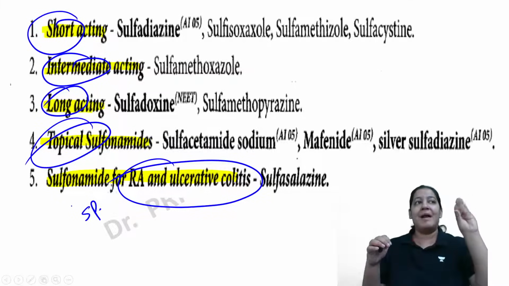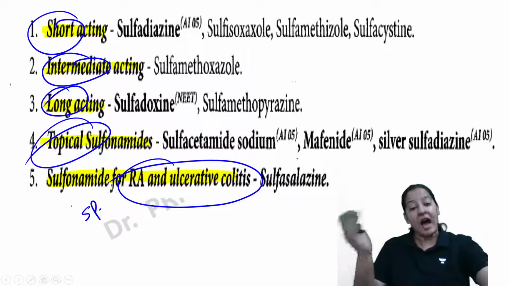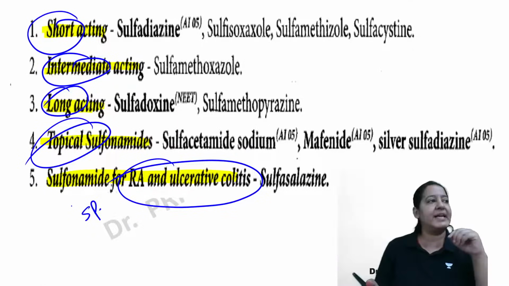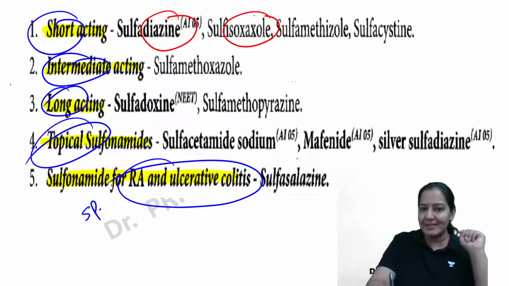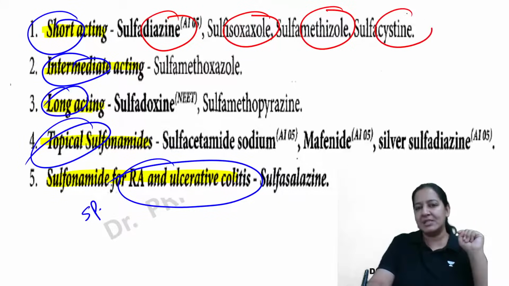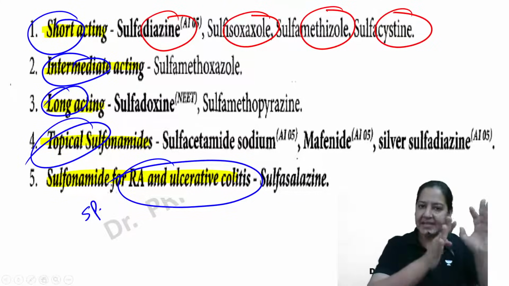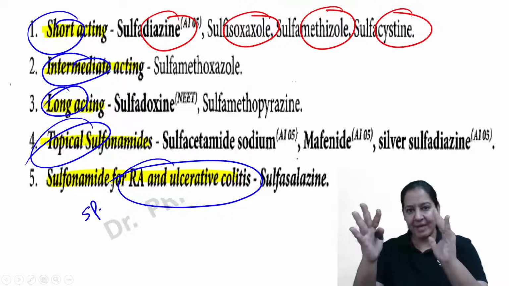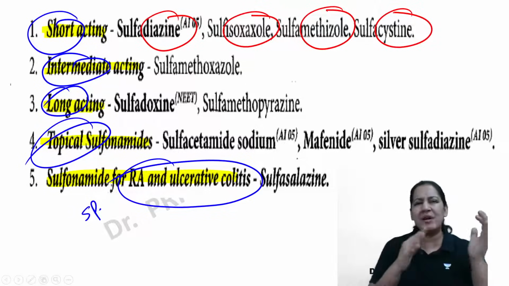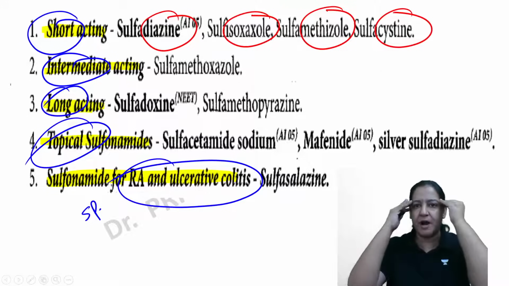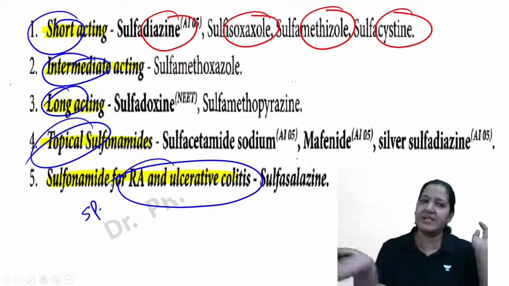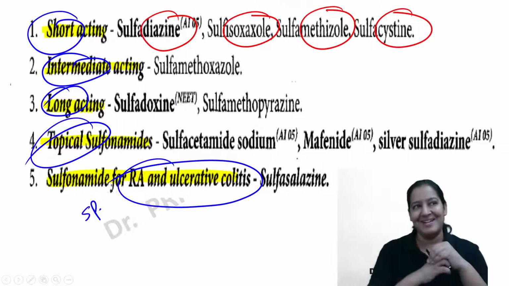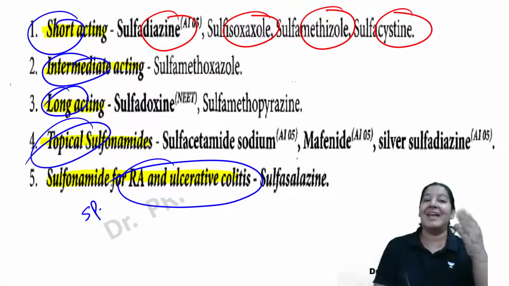So divide them into 5 categories. पहले तो 5 categories के नाम बताओ. Right? After that, tell the names of the drugs inside each category. Short acting is diazine, soxazole, methizole, cysteine, and sulfa. Sulfadiazine, sulfasoxazole, sulfamethizole, sulfacysteine. So don't learn sulfa. If you learn sulfa, sulfa ही fit होगा दिमाग में and in the exam you will get confused. Learn the suffix. Don't learn the prefix because prefix is same in all of them. Learn the suffix, right? So that is the thing.